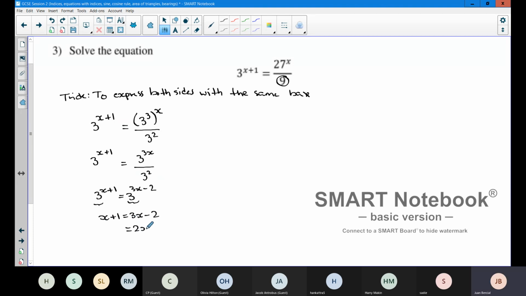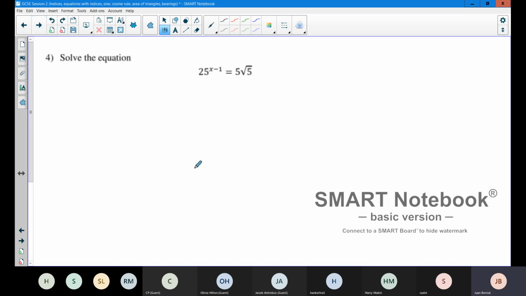And then I'm going to send the minus 2 to the other side. I'm sending the x to that side, and I'm sending the minus 2 to that side. So when I go to the other side, it goes as a plus 2. But you can add 2 to both sides. So then I can divide by 2. So x is equal to 3 divided by 2.